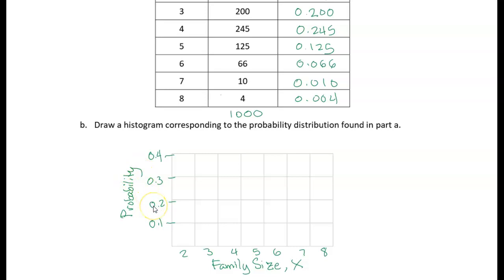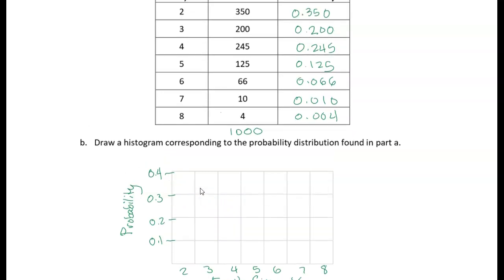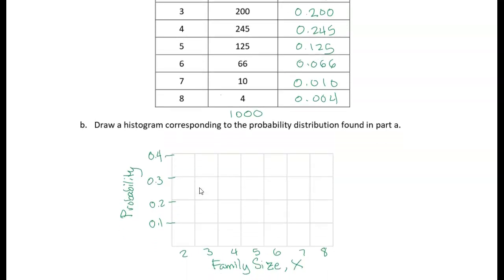Okay, so I'm graphing probability on the vertical axis. Now I'm just going to show a bar for each probability. The probability of 2 people in a family is 0.35, 35%, so I'm going to draw a bar that goes up to 35%. I'll draw this little bar here that comes up.